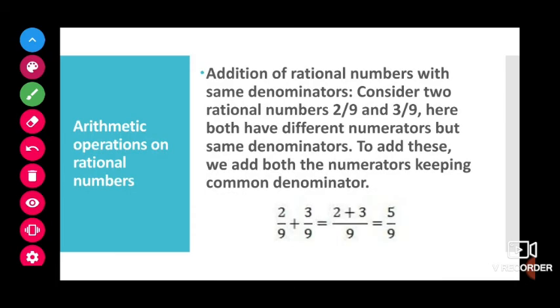Okay. Next one is arithmetic operations on rational numbers. First one is addition. What are the basic arithmetic operations? That is addition, subtraction, multiplication and division. This and all you already learnt in fractions, children. Almost all in the same way we are going to do in rational numbers also.